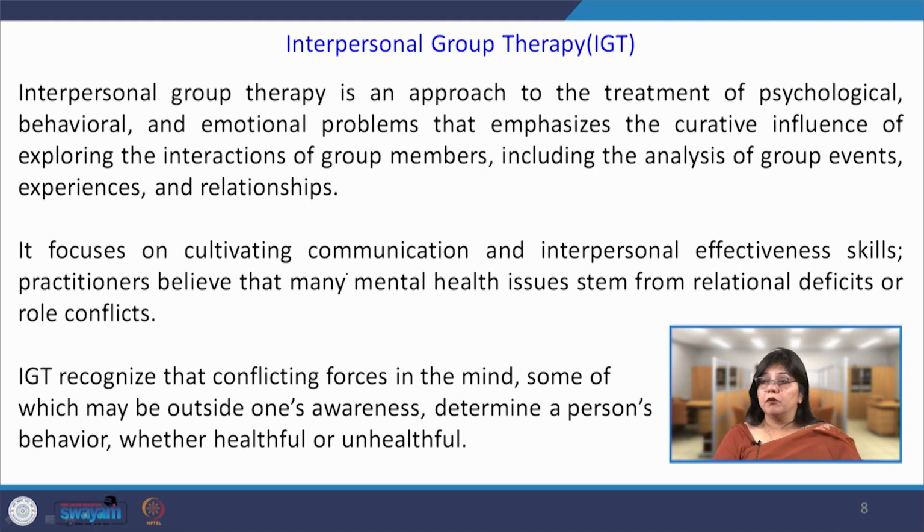So, the most basic aim of interpersonal group therapy, or IGT, is to cultivate a pattern of effective communication among members, so that people can identify their mental health issues based on relational deficits or role conflicts. There are interpersonal problems that happen between two people in the family or at workplaces. How people tend to overcome those problems, that is relational deficits or role conflicts, even in teams when people work, and how they tend to overcome those conflicts, is the focus or aim of IGT.